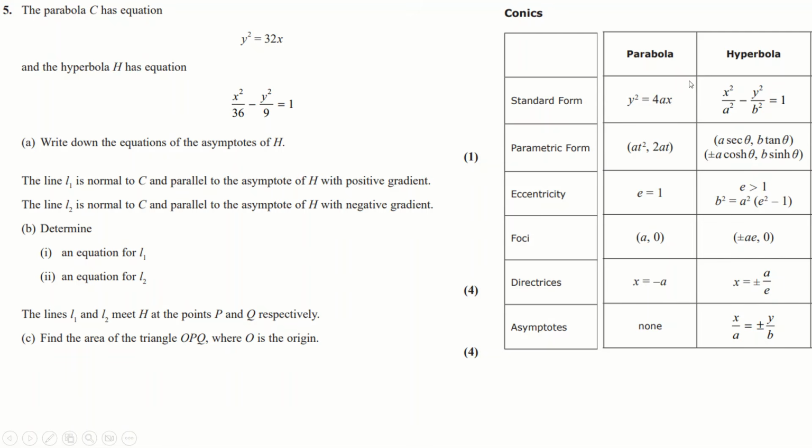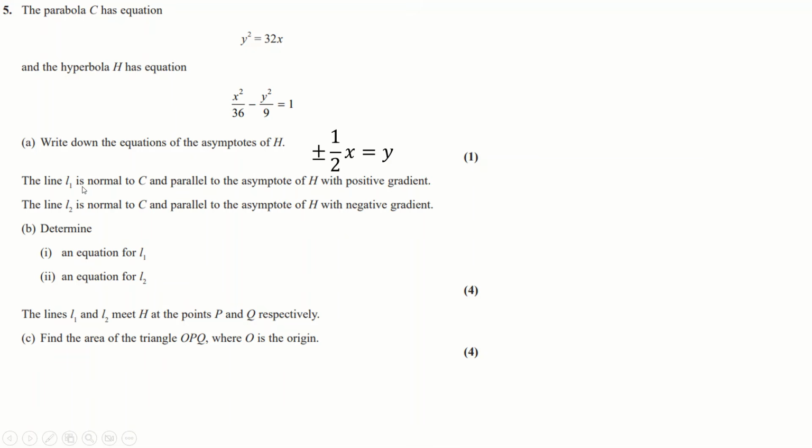Work out the equation of the asymptotes of H. H is a hyperbola, asymptotes are x over a, y over b, so a is, I believe, 6, because 6 squared is 36, and b is 3. So we put those in, we get this, times everything by 3. The reason I've done that is because now this is the equation of a line in the way I'm more used to seeing it, y equals mx, so the gradient is a half. That will be useful here, because line L is normal to C.